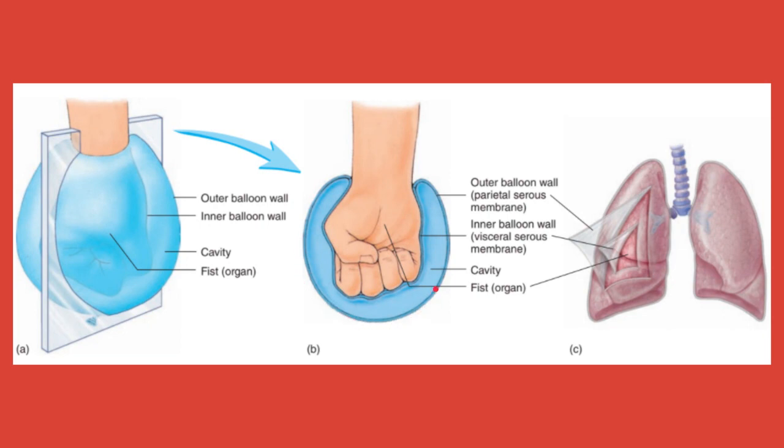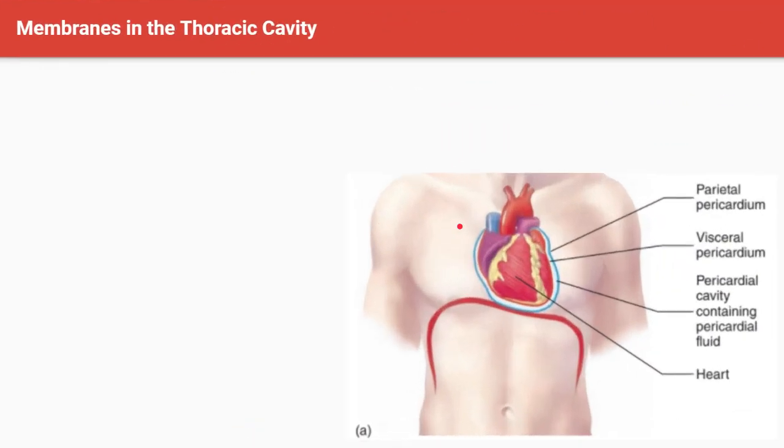All right, so you can see the examples here on the lungs. On the lungs, you see the fist would be the lung. The membrane that's covering right around the lung is going to be your visceral membrane. And then there's going to be another membrane that's lining the cavity. That's going to be your parietal membrane. So keep that in mind. Keep this diagram in mind as we're going through the rest of these slides. So let's start with the thoracic cavity.